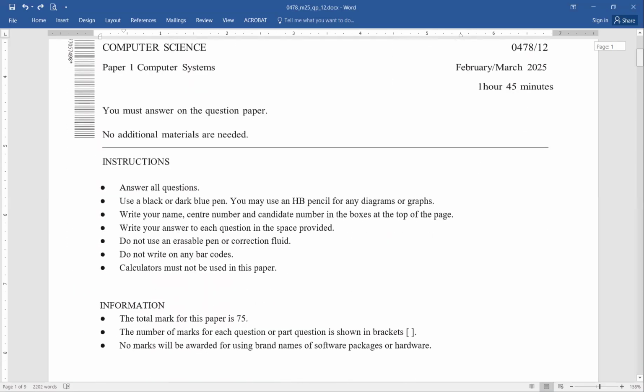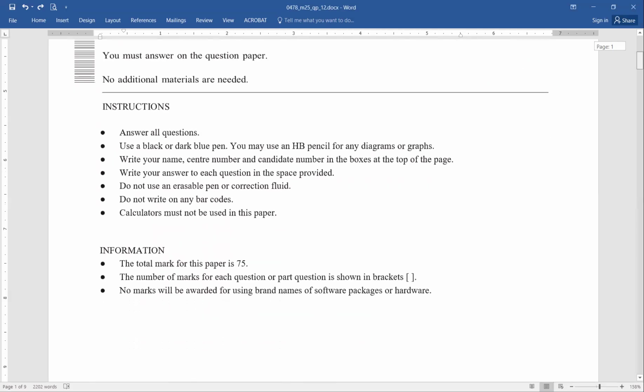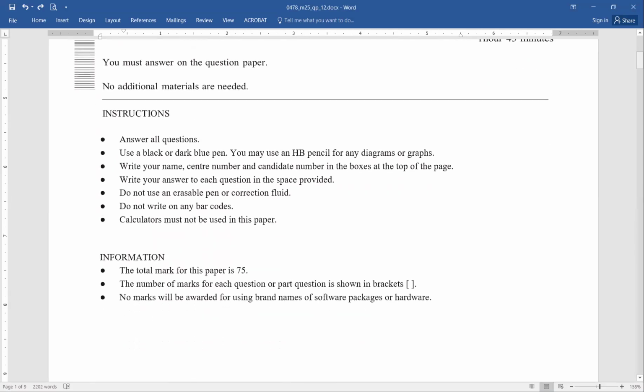Instructions, a little revision, repetition of the same as we have been discussing. You have to answer all the questions, use a black or a dark blue pen. You may use an HB pencil for any diagrams. Write your name, center number, and candidate number in the given spaces at the top of the page. Write your answer to each question in the given space. Do not use an erasable pen or correction fluid at all, so please do not carry it with you. Do not write on any barcodes. Calculators must not be used in the paper, so please do not carry the calculator to the examination hall.